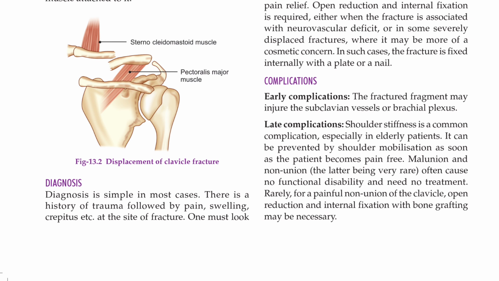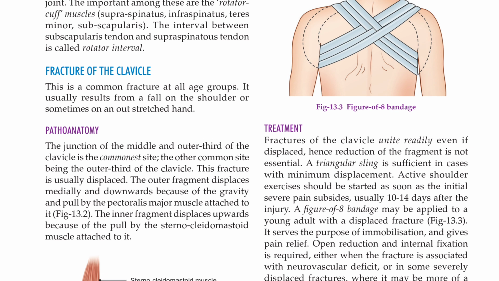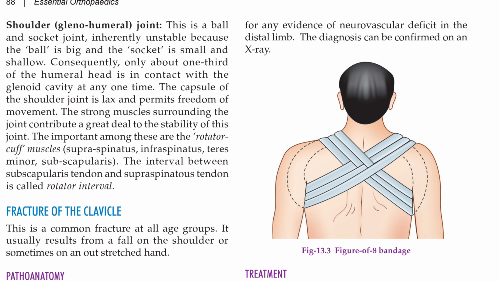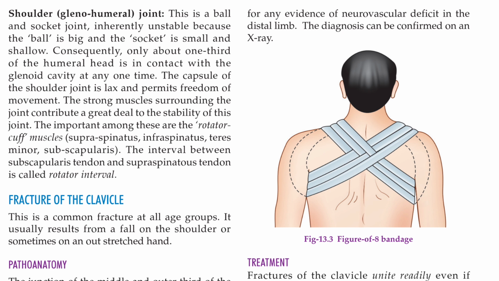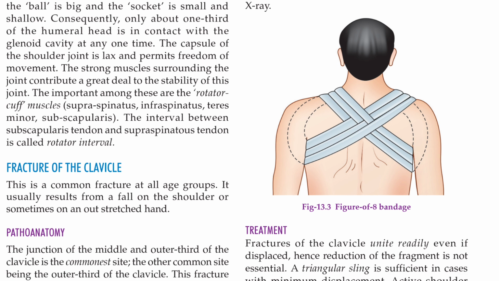So that is the displacement of the clavicle. For diagnosis, how will we diagnose? The diagnosis is simple in most cases. There is a history of trauma followed by pain, swelling, and crepitus, a crackling sound at the site of fracture. One must look for any evidence of neurovascular deficit in the distal limb. So the diagnosis can be confirmed on an X-ray.